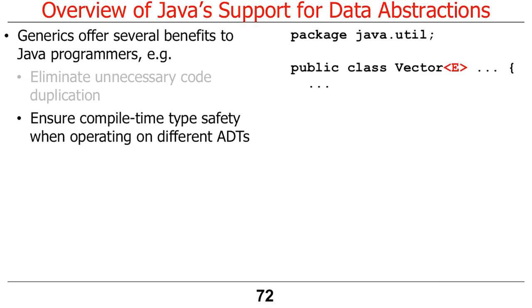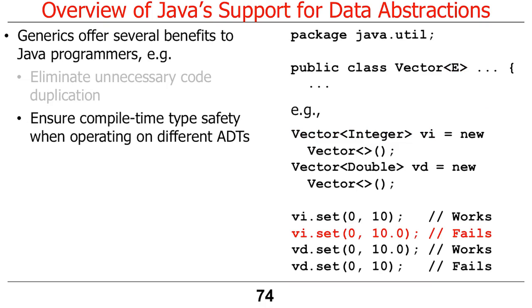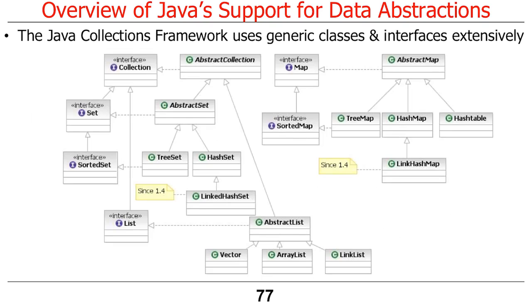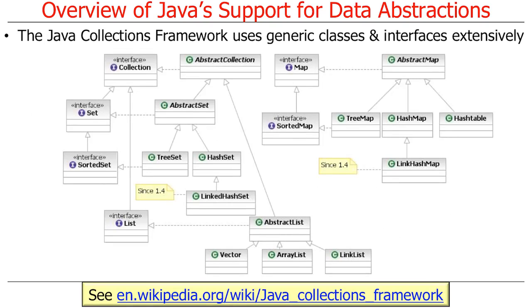Generics also ensure compiler type safety when operating on different types of ADTs. For example, a vector of integers will not accept a value of type double. Likewise, a vector of doubles will not accept a value of type integer. The Java Collections framework uses generic classes and interfaces to implement common type-safe reusable ADT collections, such as ArrayList, Vector, and HashMap, which in turn can be parameterized by other ADTs, such as an array list of integers, a vector of doubles, or a hash map of employees.